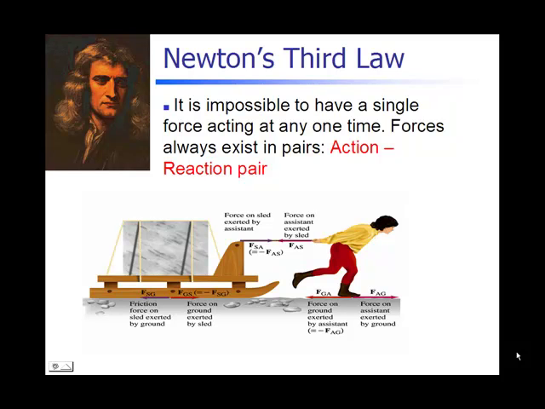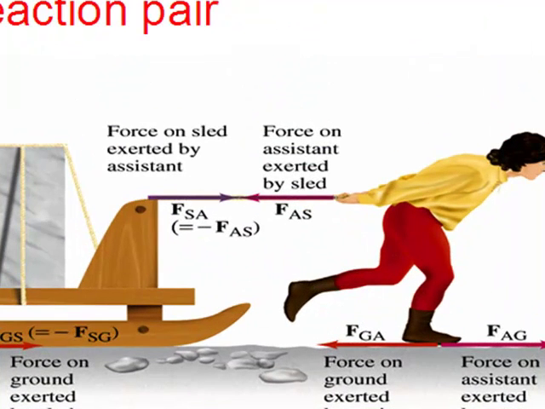In the example below, you can see an assistant pulling a sled along the ground. Now let's look at the forces existing between the man and the sled. Now as the man is pulling the sled, he exerts a force on the sled, which is represented by FSA, and the sled exerts an equal and opposite force on the man, represented by FAS. Now this forms one action-reaction pair.